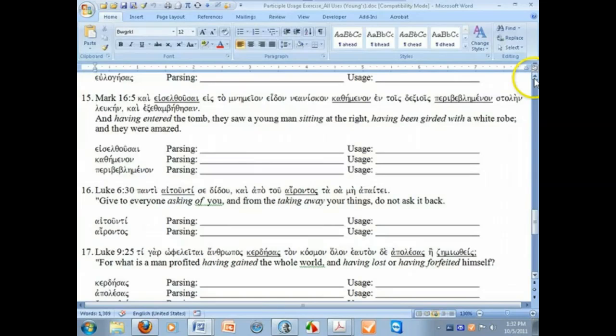Okay, kathemenon. Sam? I have present middle accusative singular. Correct. And the usage as indirect discourse. That's correct. Okay, so what was your reason? That it modifies young man and not they saw. And it's accusative, adjectival, not adverbial.